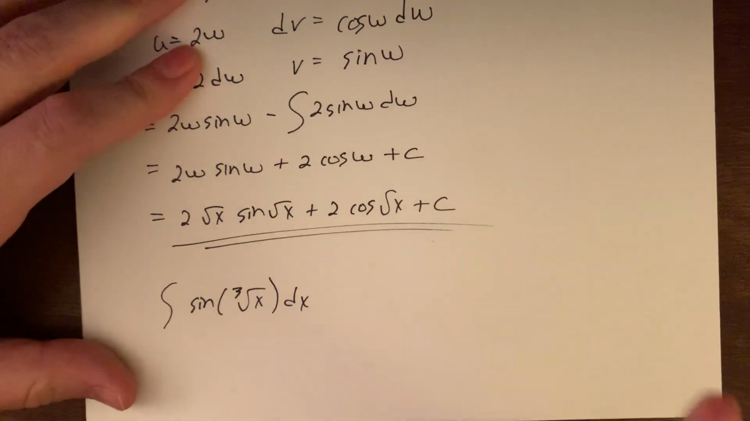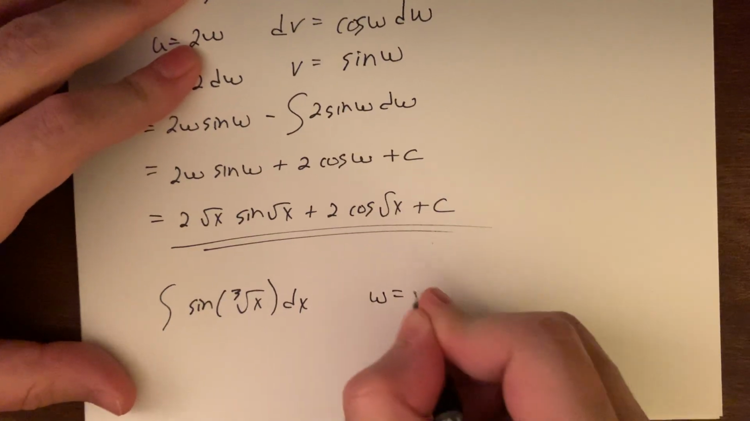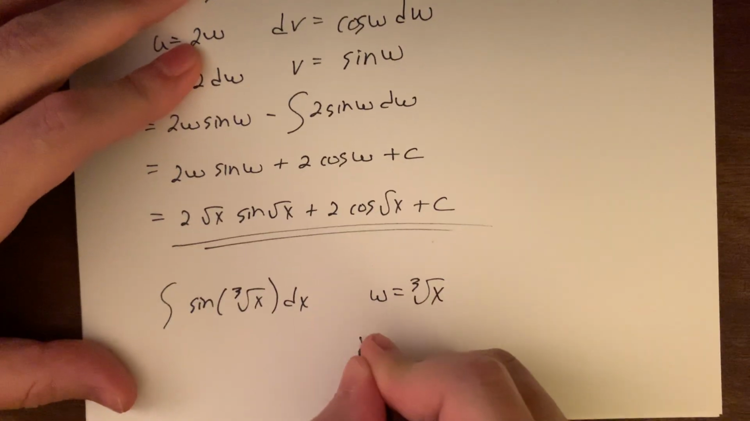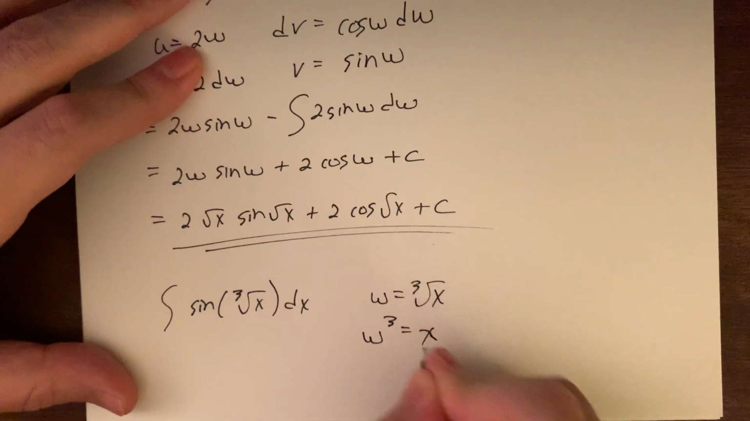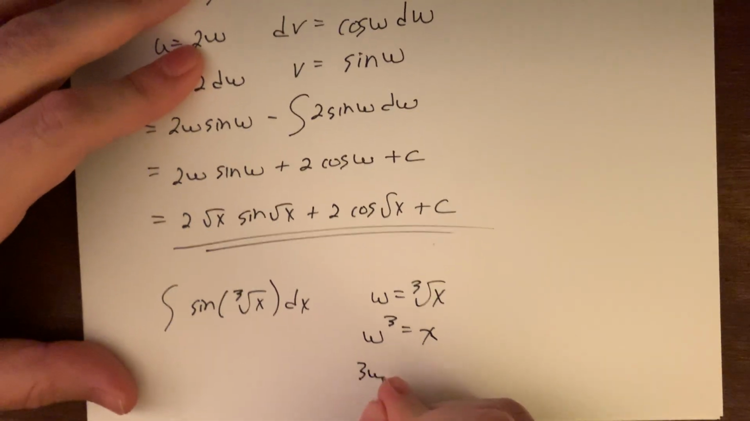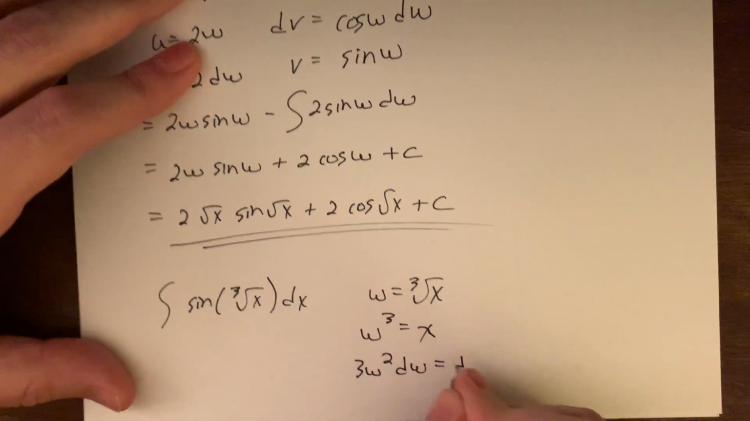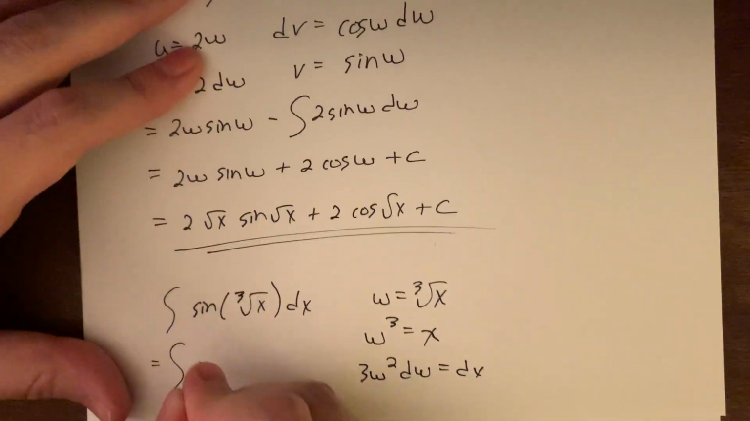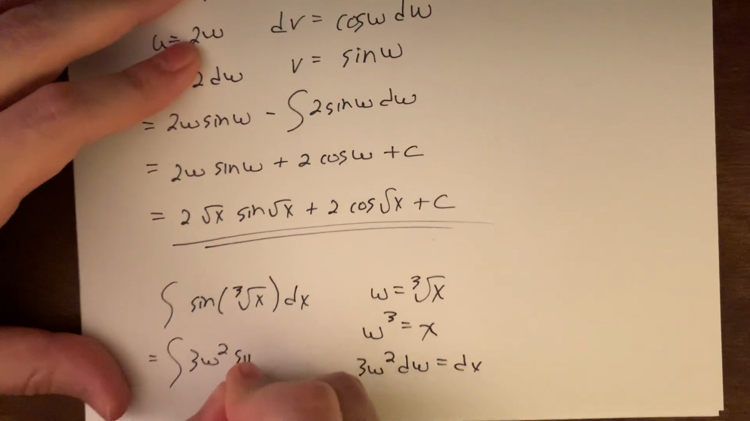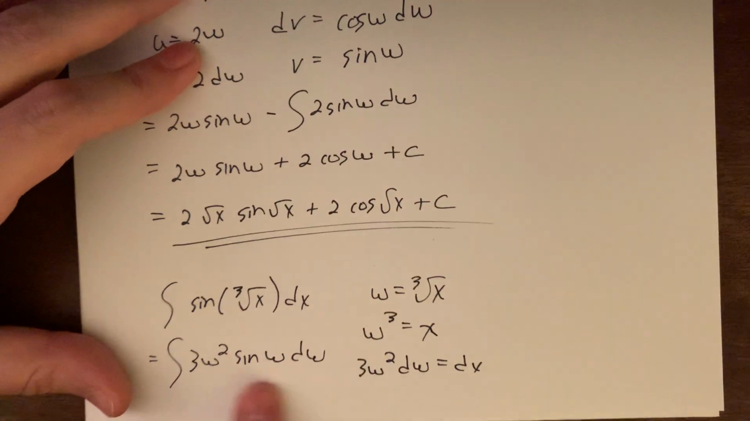This would be similar. Here, I would have w as the cube root of x, so I do w cubed equals x, 3w squared dw would be dx. This would become this integral.